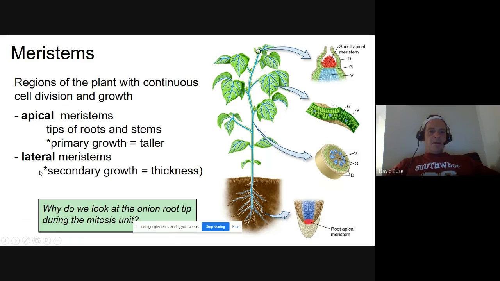The lateral meristem allows plants to grow wide and thick. Not all plants have lateral meristems. Woody plants have very extensive lateral meristems, which allow them to grow wider. An example of those lateral meristems would be the growth rings that you would see in some species of trees.